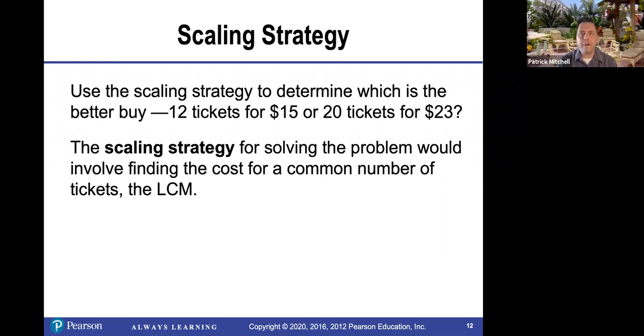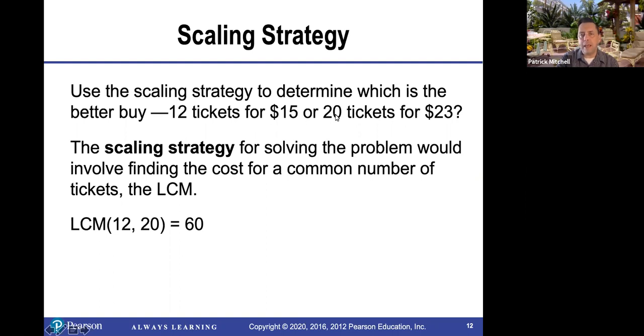Think about that for however long you need. Turns out that the least common multiple of 12 and 20 is 60. So now, if we bought our 60 tickets under this deal, 12 times 5 is 60, so that means 15 times 5 would be $75. We would pay $75 for the 60 tickets under this plan.